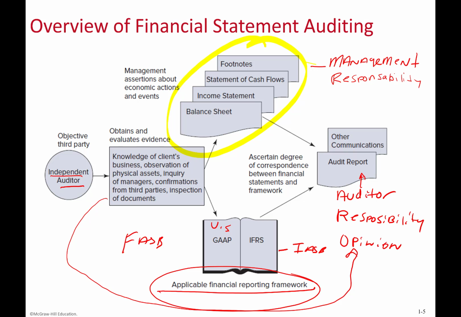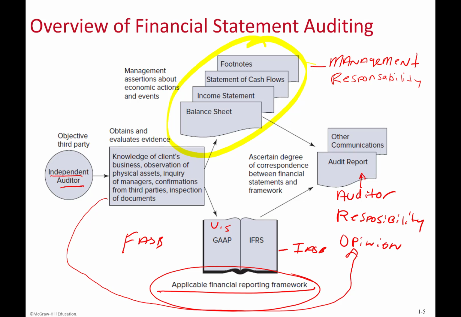And when we give that opinion, we are saying that the company has been in compliance with the applicable framework, and that could be U.S. GAAP, or any other applicable framework, for example, International Financial Reporting Standards promulgated by the International Accounting Standards Board. Okay? And of course, we have to be independent. This adds reliability to those financial statements because of our independence.